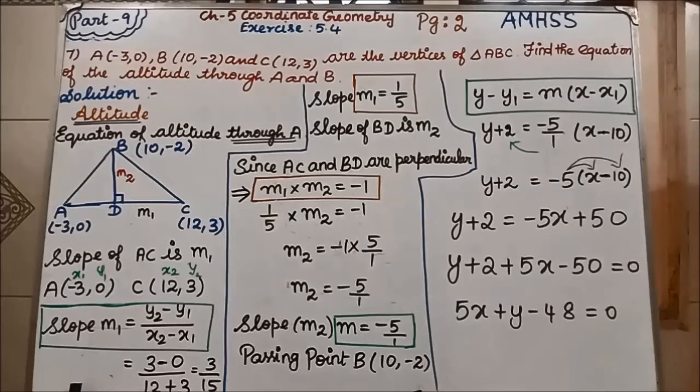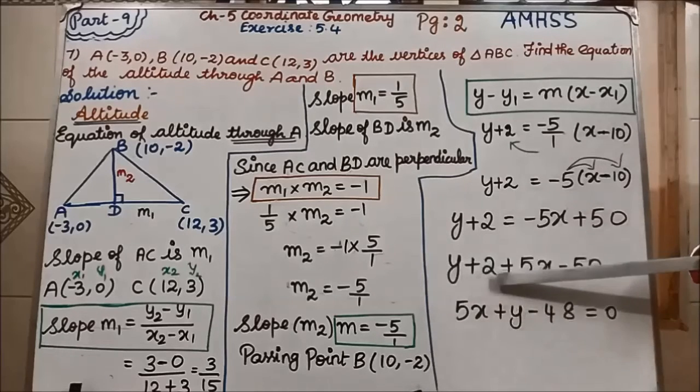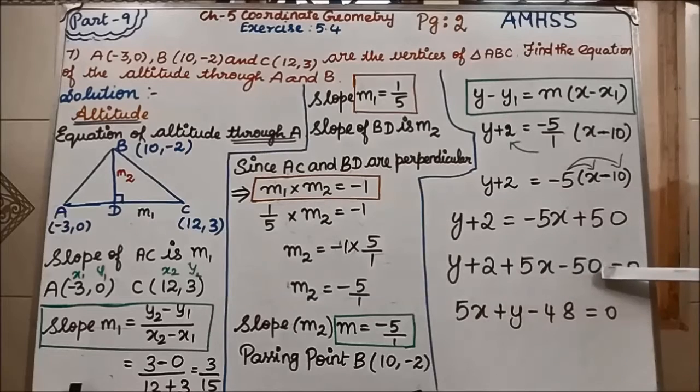Equation of the straight line, in what format will we write? We will write the x term, y term, then the constant term, isn't it? So I am writing the first x term, 5x plus y, then 2 minus 50 is what? Minus 48 equal to 0. This is our altitude through B equation.